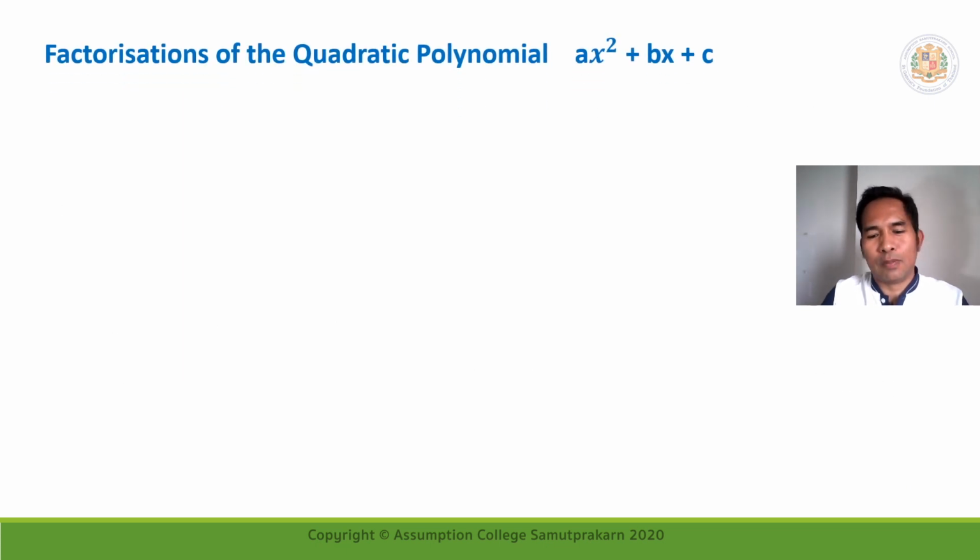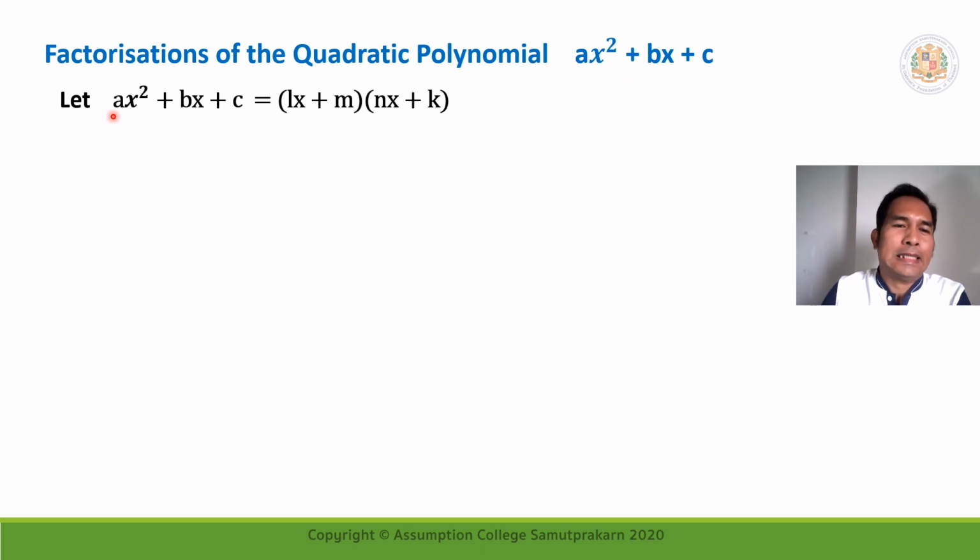Factorization of a quadratic polynomial. So we have here factorization of the quadratic polynomial x squared plus bx plus c. So this is the standard form of a quadratic polynomial. Let x squared plus bx plus c equal, when you look at this one, (lx plus m) times (nx plus k), the factors of this quadratic polynomial. But I will ask you, how can you multiply these two terms? Do you remember what term you will use? Okay, you will use FOIL.